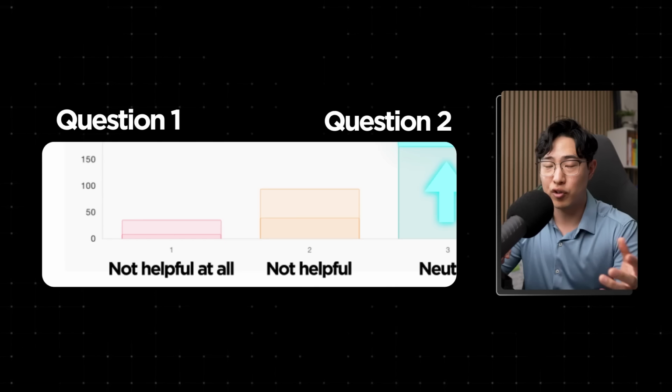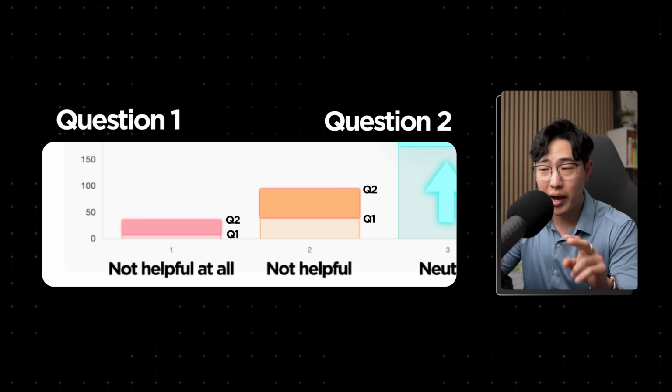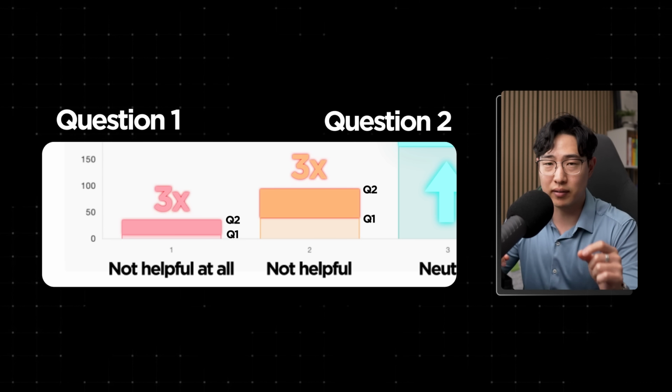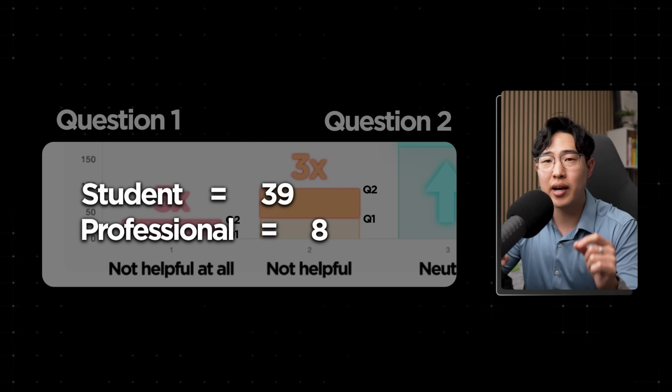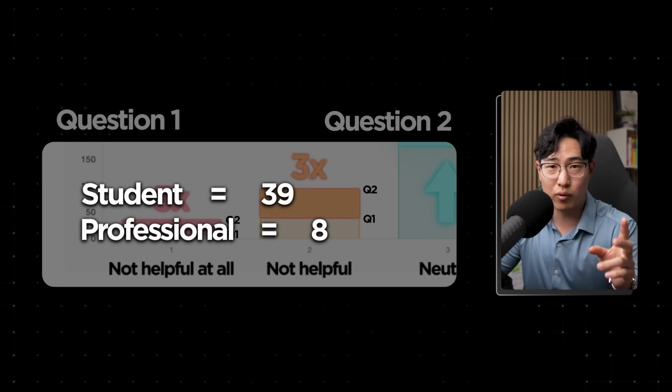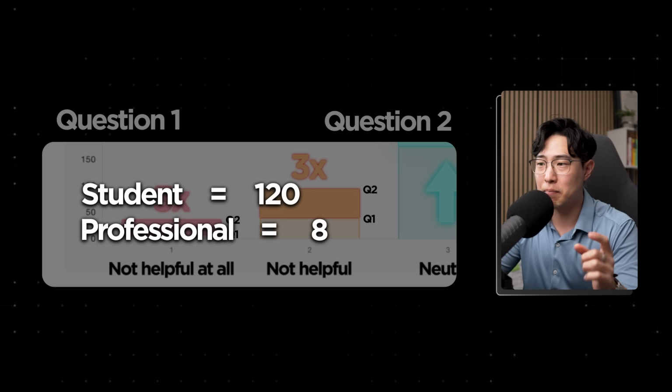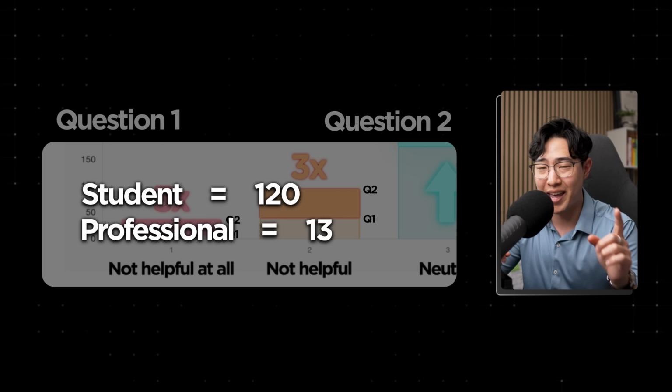So it doubled. For the people rating it 1 or 2 out of 5, among the student cohort, that tripled. So it went from 39 people thinking that it was 1 or 2 out of 5 helpfulness, up to 120. And it more than doubled for professionals, going from 8 to 18.